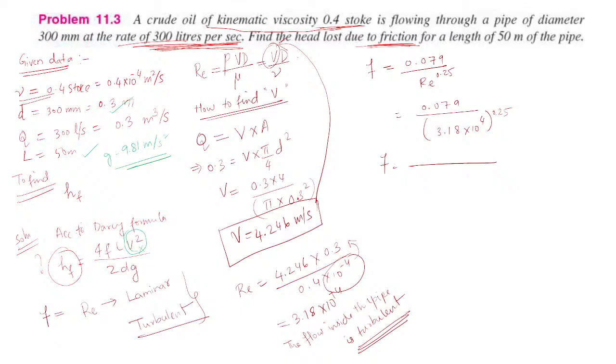Then you substitute back here in this HF. So HF is 4 into the F value, which you get directly from here, into L. L you have as 50, already given in the question.